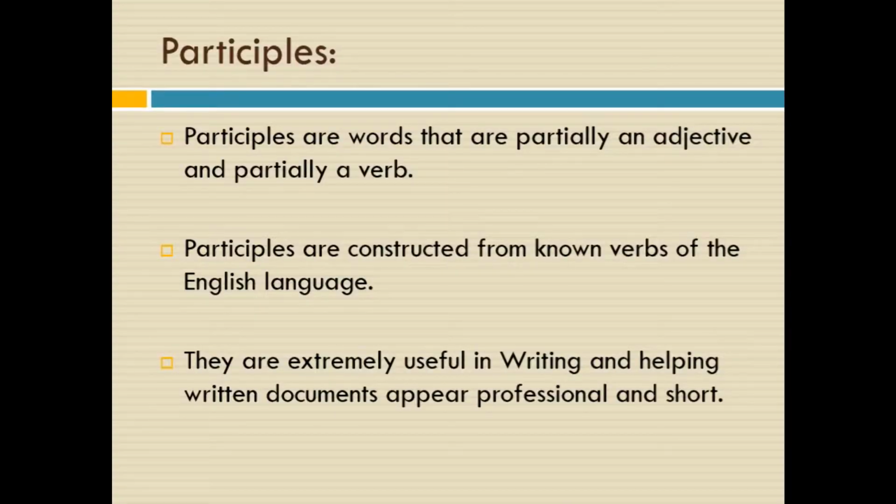So as usual, we'll try by describing what participles are. Participles are words that are partially an adjective and partially a verb. This will be clarified later. The reason they are partially a verb and partially an adjective is that they are derived from verbs, but they also look like an adjective. Okay? How do we construct them? How do we create them?